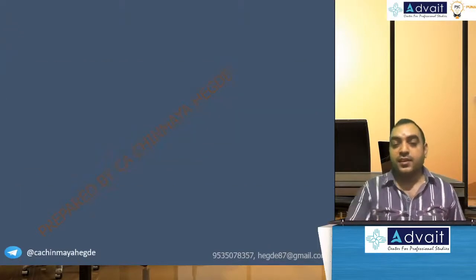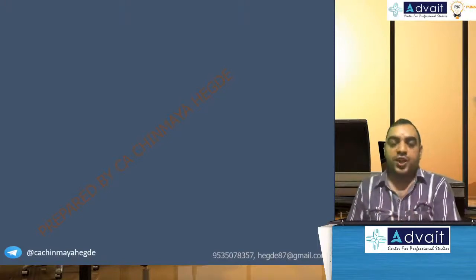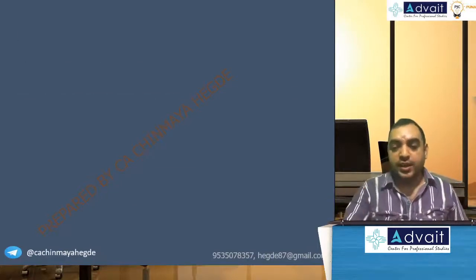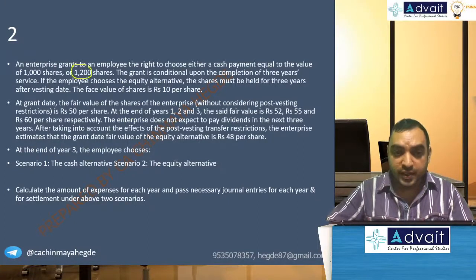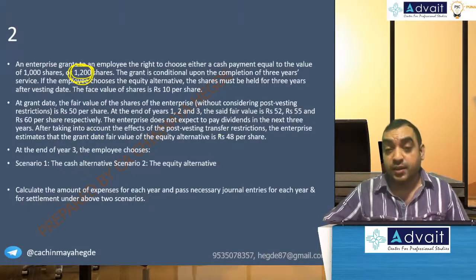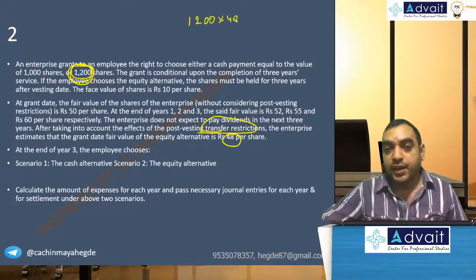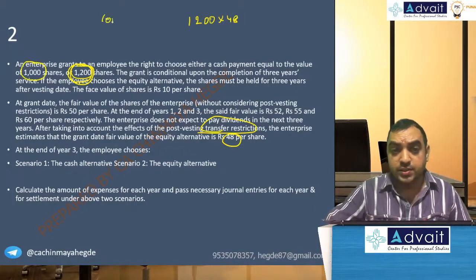Okay, now as I told you, this has debt component, equity component. So first you should calculate the separation of that, then we go for regular accounting. So what is the total proceeds kind of thing if you compare with financial instruments? If you go for 1,200 shares, what is the fair value per share? Because if you go for share, some sort of restrictions are there, and with restriction it is 48. So 1,200 into 48, that is the value if you go for shares. If you go for cash settlement, you get 1,000 shares and the value per share is 50 rupees per share.